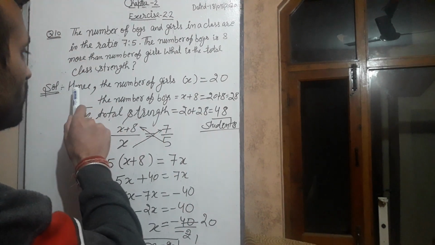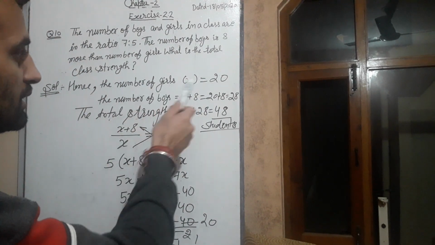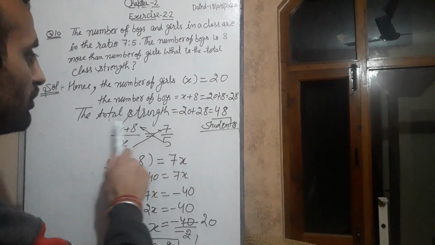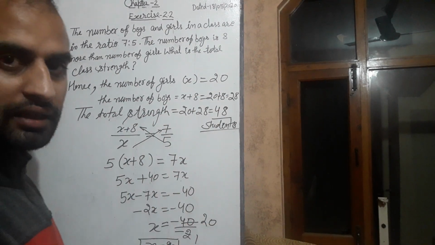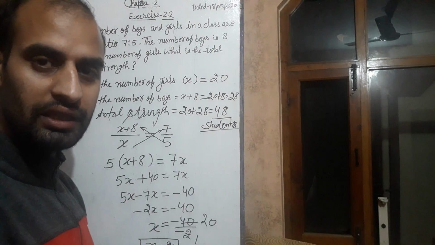Then in the last you need to write, hence the number of girls is equals to this, boys is this, and total strength is equals to boys plus girls. Hope so you are able to understand this question.